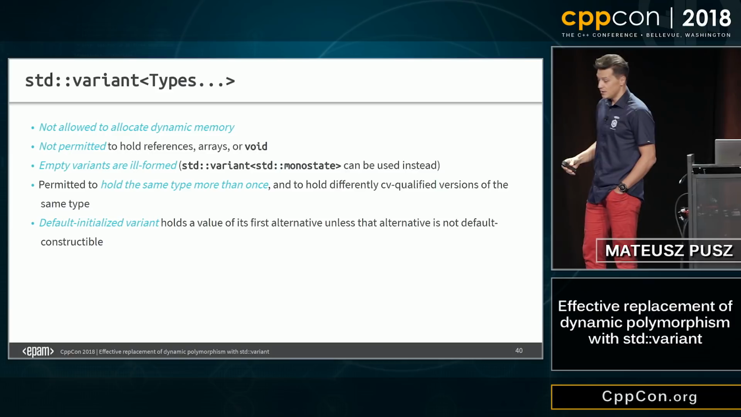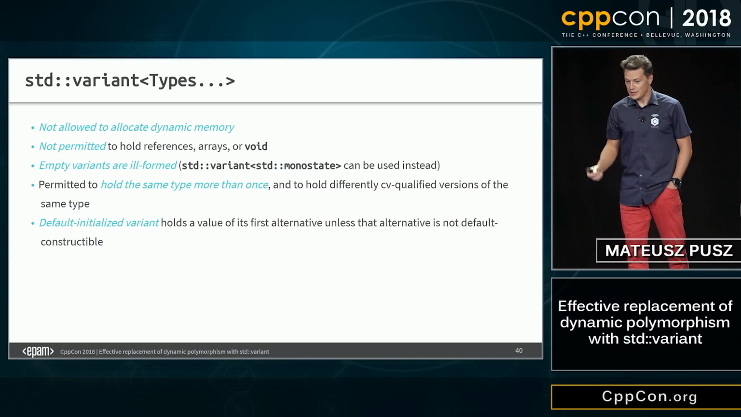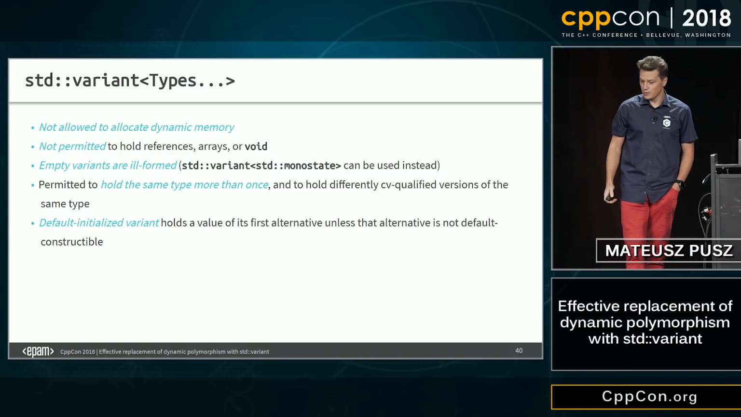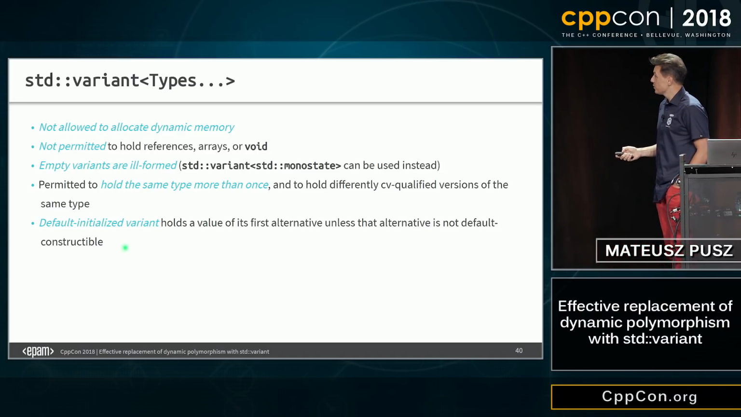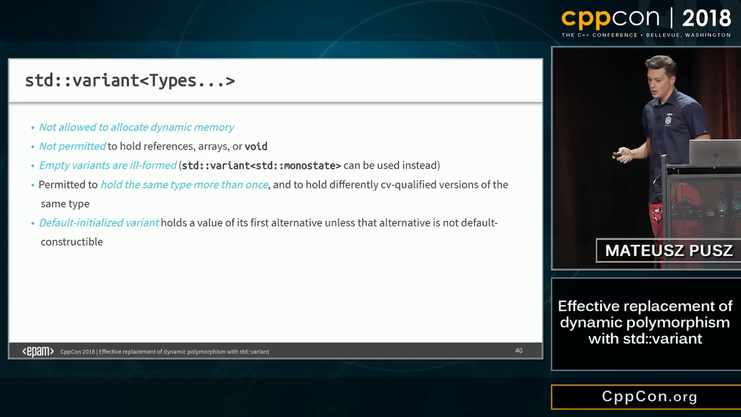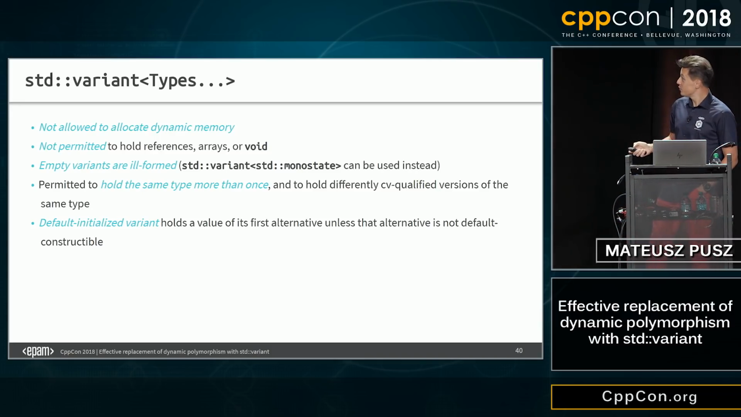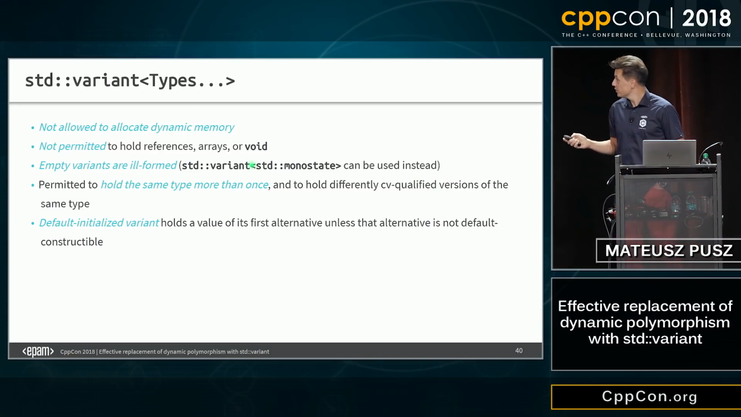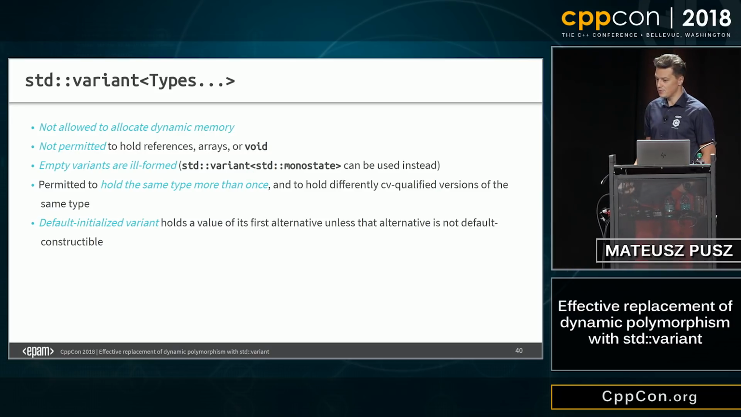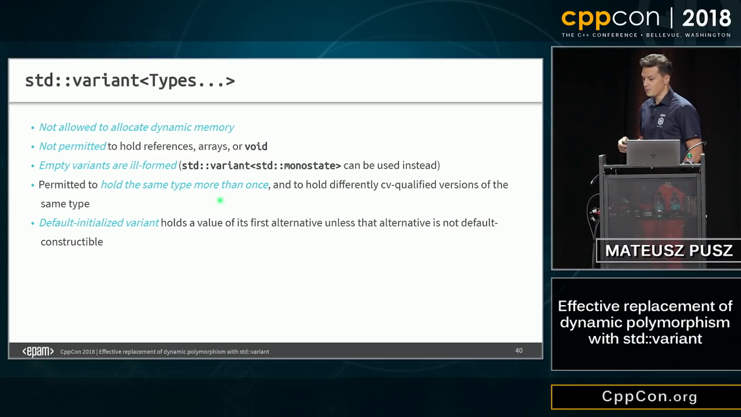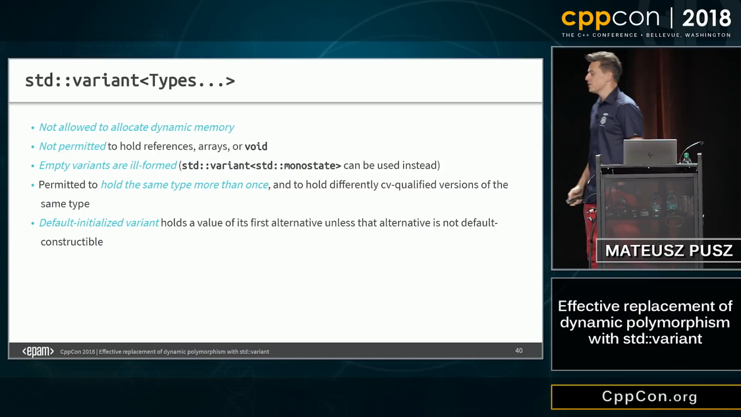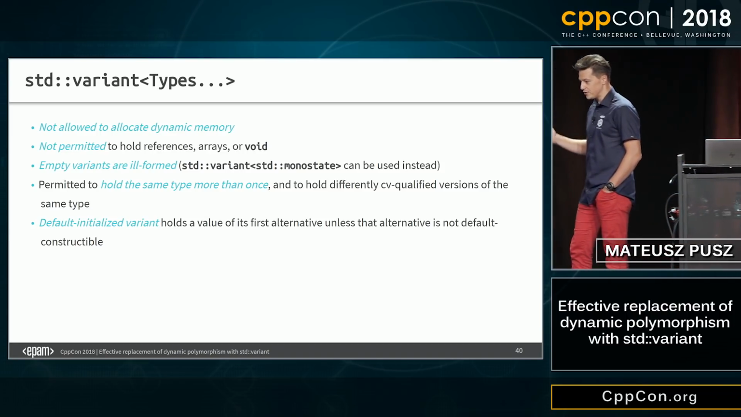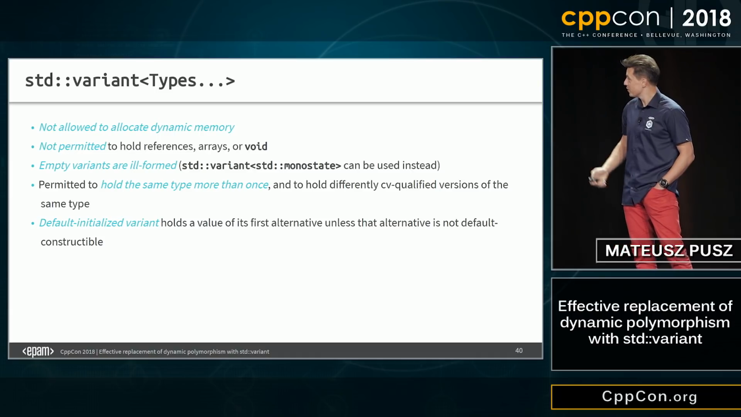std::variant in the C++ standard library is not allowed to allocate dynamic memory. There's a difference from the Boost one. It doesn't hold references, arrays, or void. Empty variants are ill-formed, but you can use something called monostate to simulate empty variants. It's permitted to hold the same type more than once, and when it's default initialized, it initializes the first option of the variant.